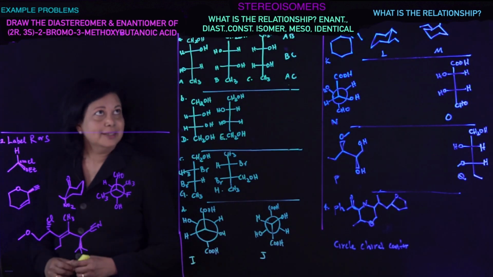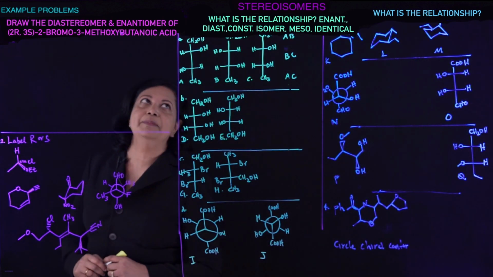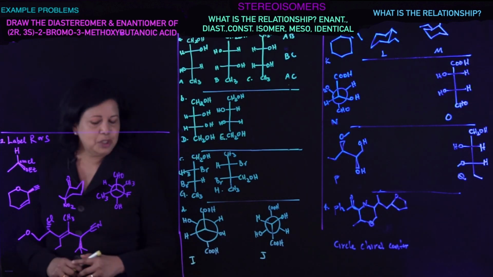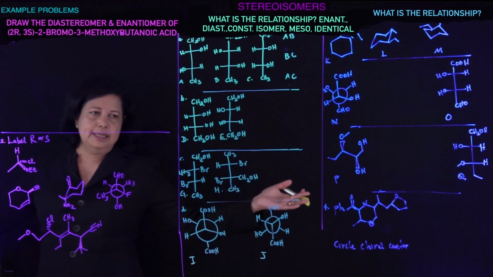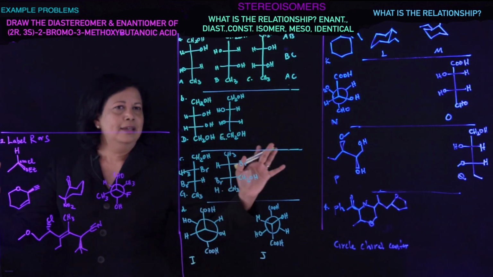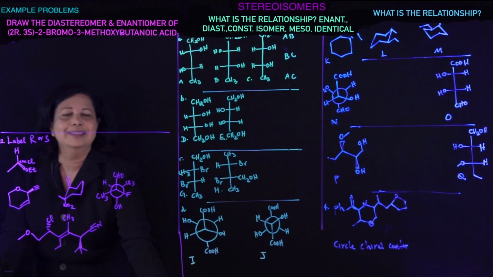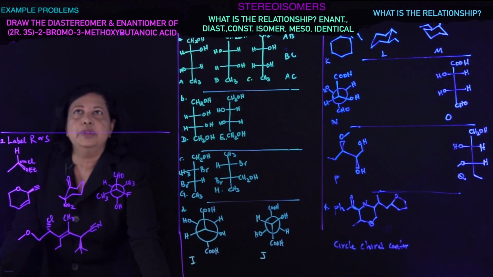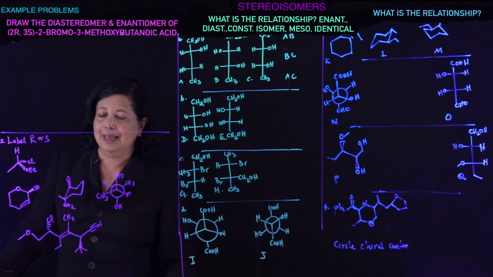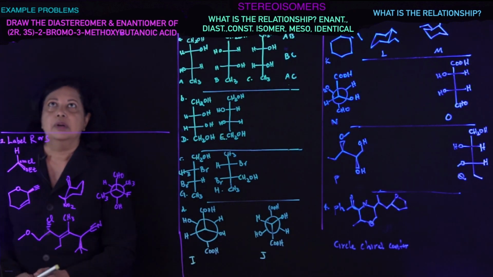Hello, welcome back. We are going to do some example problems for stereochemistry. We talked a lot about R, S, Fischer, Newman, perspective diagrams and so on, and that's what you're seeing here. We're just going to practice a little bit with some actual examples. All right, problem number 1.